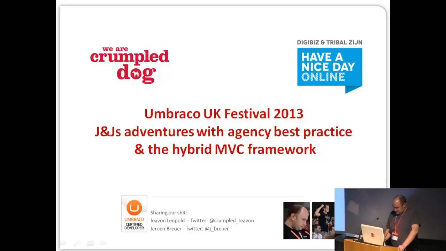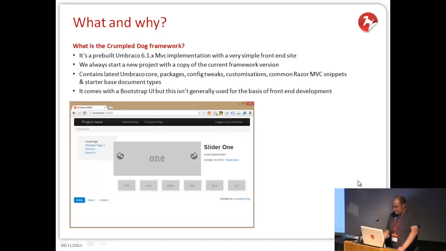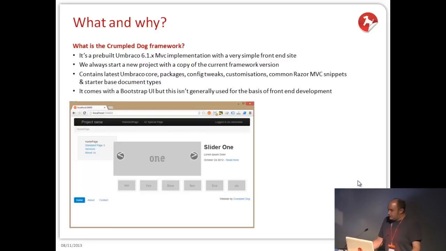Let's see if this computer wants to change slides. Yes. Okay, so why have an agency framework? And what is it? So this is an example of the Crumpled Dog framework. It's currently in version 3. We've had 2 previous versions, and I have a funny feeling we're going to have version 4 very soon for Umbraco 7, because there's obviously quite a lot of changes with property editors that it's probably going to need a completely new version in terms of the packages it supports and the like.